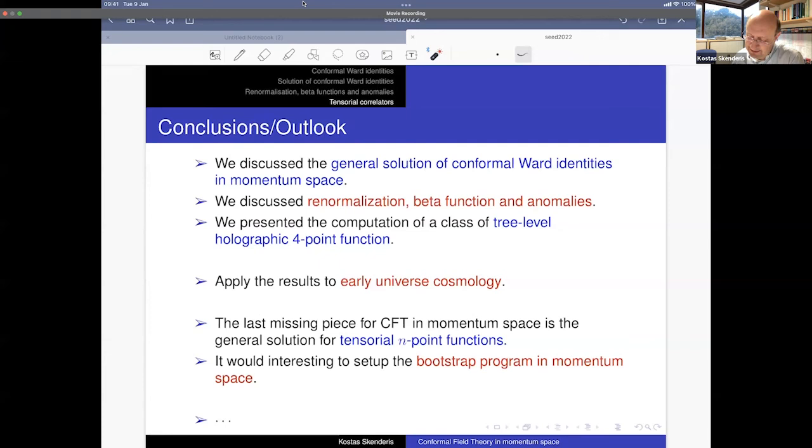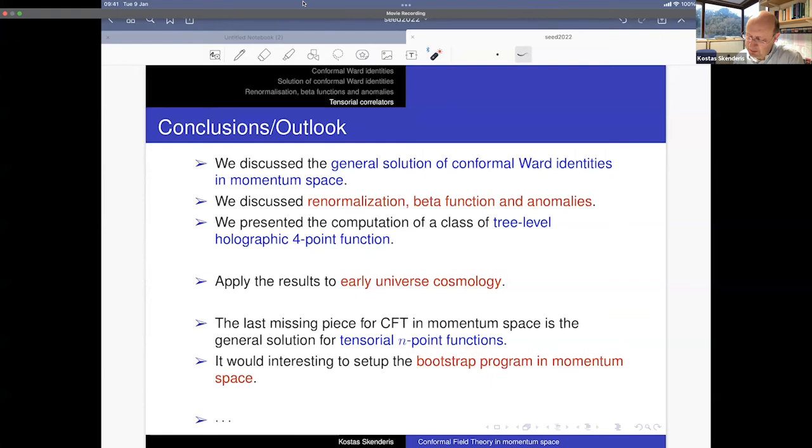What is the way forward? There are new results that we can use in applications, for instance, in early universe cosmology, like this last part that I went quite quickly through. They now enter into trying to analyze holographic models for the very early universe. And the last piece, which is still missing to understand CFT in momentum space in complete generality, is to have the general solution when the n-point functions are tensorial, not scalars. We know the general solution when they're scalars, but we don't know the general solution when tensors are involved.